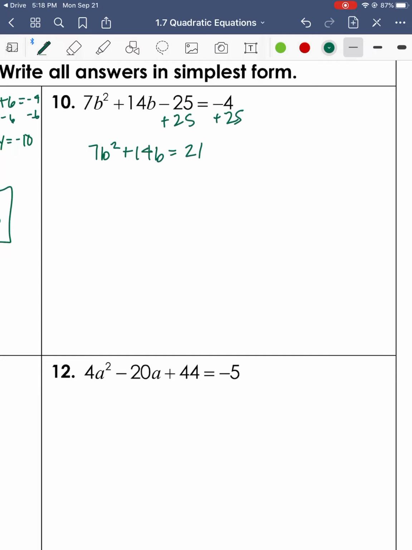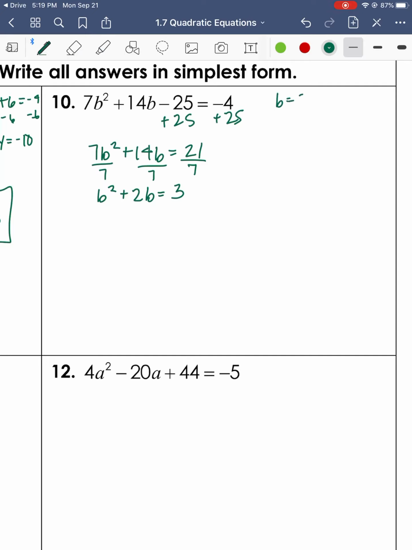Then we're going to divide each of these terms by 7, because we want to get b squared by itself. We don't want this coefficient up here, so we're going to divide each of them by 7. That will leave us with b squared plus 2b equals 3, which is nice and easy. Okay, we're going to complete the square.